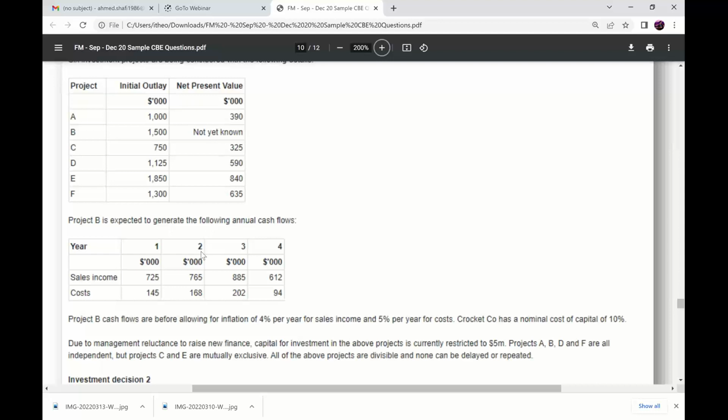Now project B is expected to generate the following annual cash flows. We have the cash flows of project B for years 1, 2, 3, 4: 725, 765, 885, 612, and costs 145, 168, 202, 94. B's cash flows are before taking account of inflation of 4% per year on sales income and 5% per year on costs. The nominal cost of capital is 10%. Capital for investment in the above projects is currently restricted to 5 million.